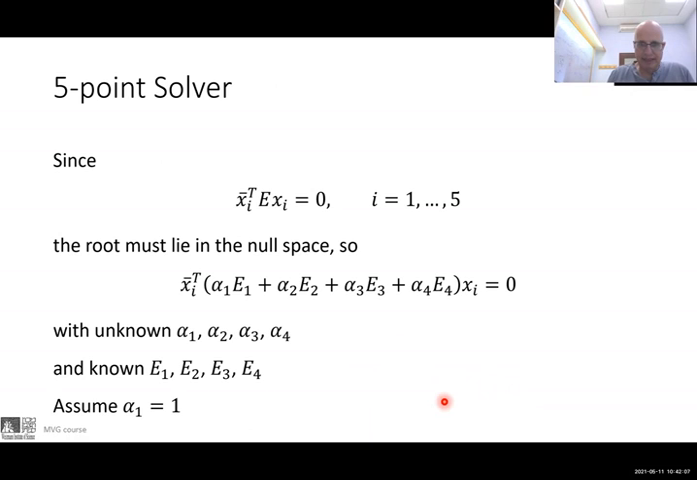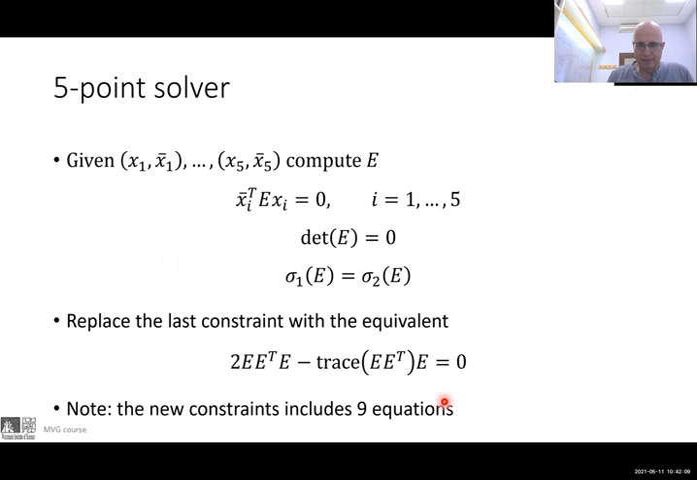Next. So again, we want to just remind ourselves. Now we want to solve this equation, the essential matrix equation, the determinant, and instead of the equation on the singular values, we have this equation, or these 9 equations.